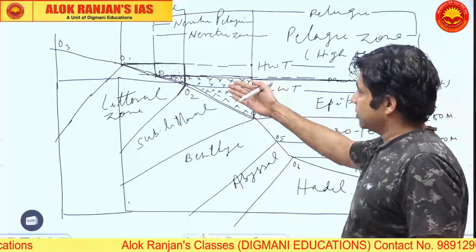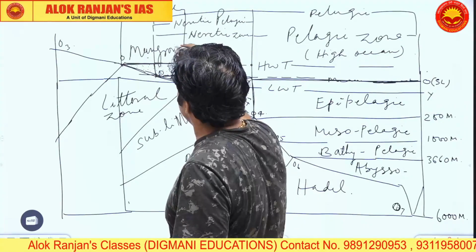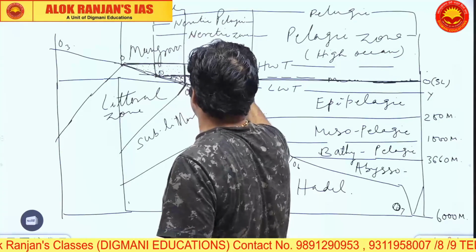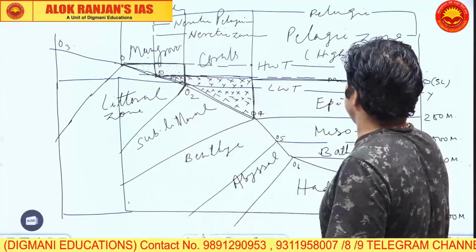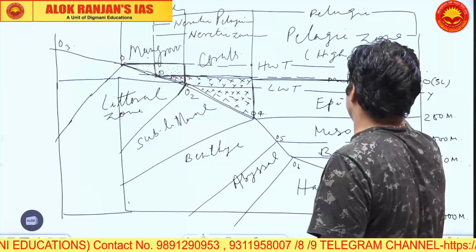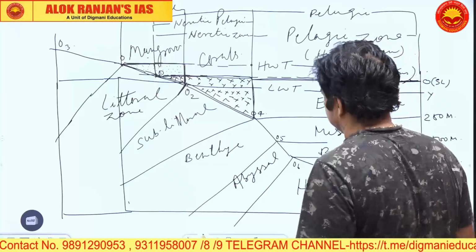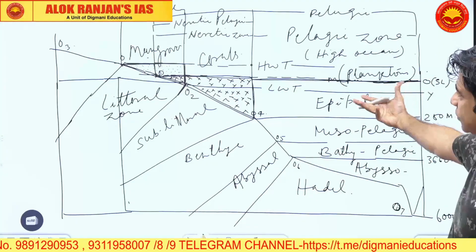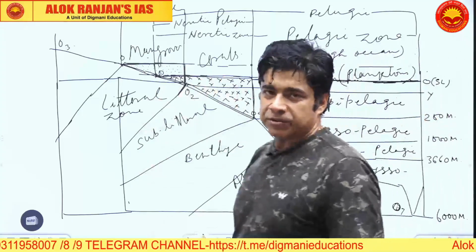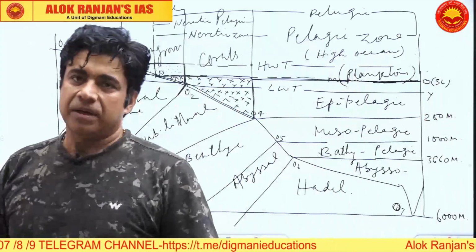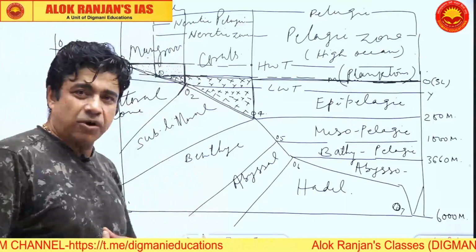The neritic zone can have corals. So here you can have mangroves. This part can have corals. And this entire rest of the pelagic part will have planktons and the other varieties. So this is planktonic zone, coral zone, mangrove zone. So this diagram will show you the biodiversity of the ocean. This topic is over.